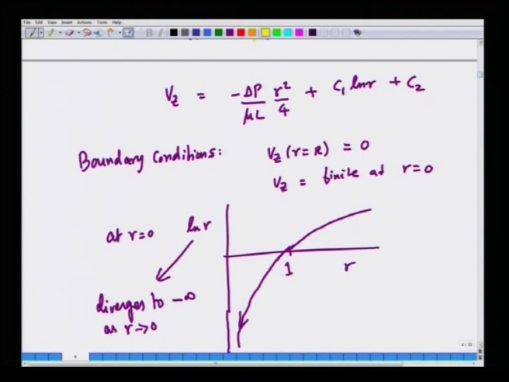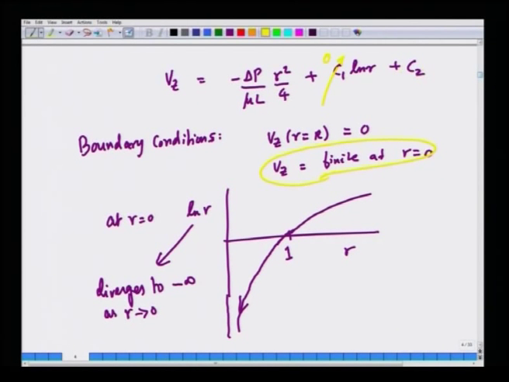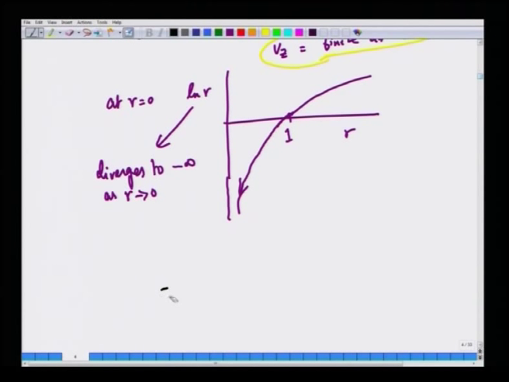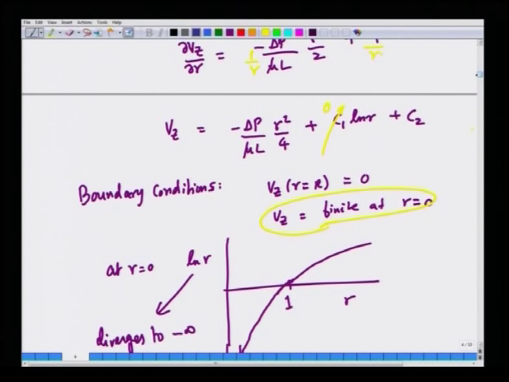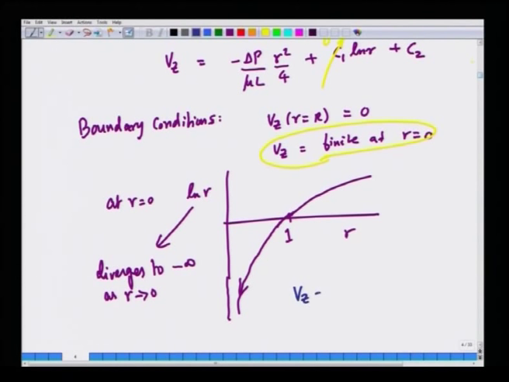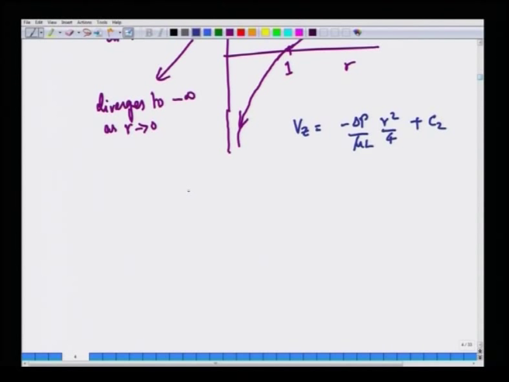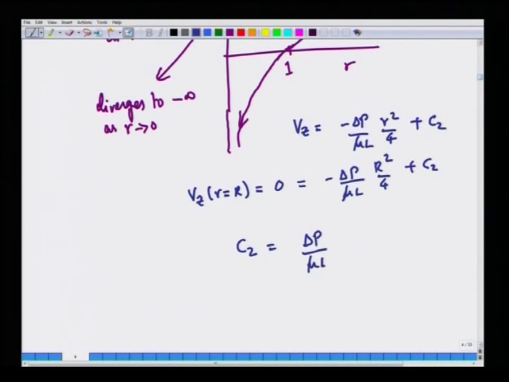Now, if I want Vz to be finite, then I cannot have C1, because if there is C1, then Vz will become logarithmically infinitely large as r goes to 0. So C1 has to be 0. So Vz therefore becomes minus delta P by mu L r squared by 4 plus C2. Now, I can evaluate C2 by saying that Vz at r equals capital R is 0, which is minus delta P by mu L capital R squared by 4 plus C2. So C2 becomes delta P by mu L capital R squared by 4. So Vz of r is nothing but delta P by mu L capital R squared by 4 times 1 minus r squared by capital R squared.